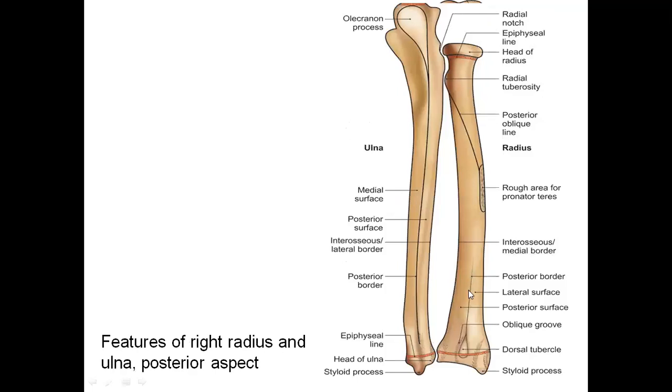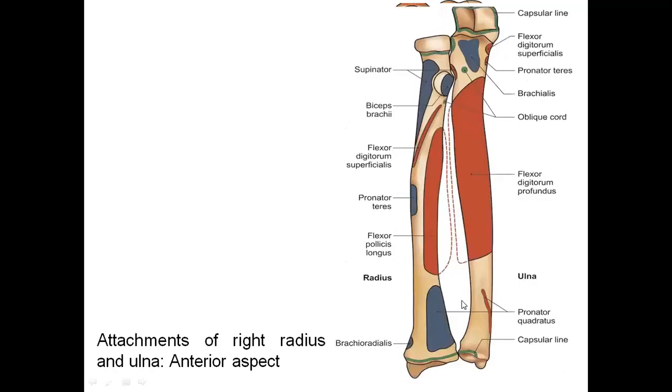See, the lateral surface is between the posterior border and also this area. Like if you just turn around, again you will have the anterior border only. So this whole surface is the anterior surface, and then this is the posterior surface between the medial border and the posterior border. Okay, that is.